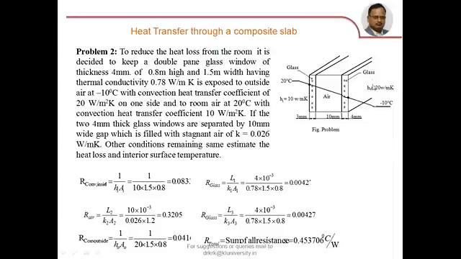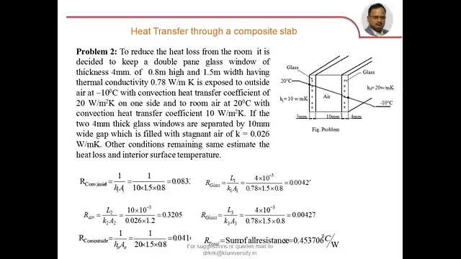Now if you carefully observe this problem, you have three different layers for heat flow from inside to outside. Outside temperature is minus 10 and inside room air is at 20. So heat flows from 20 degrees centigrade to the minus 10 degrees centigrade side. While it is flowing, first it has to flow through glass, then through the air gap, and again through the glass. The air is trapped between the glass plates, so there is no motion of air.